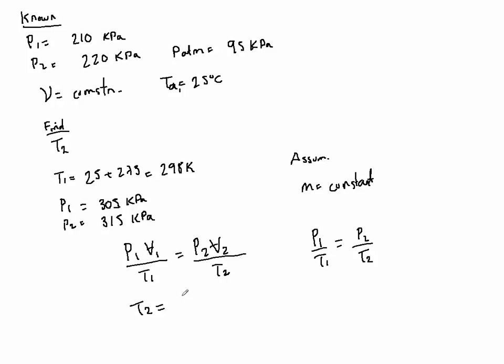T2 is simply going to be T1 times P2 divided by P1. We do a little bit of algebra and substitute, and we find that the temperature is equal to 307.77 Kelvin, or 34.77 degrees Celsius.